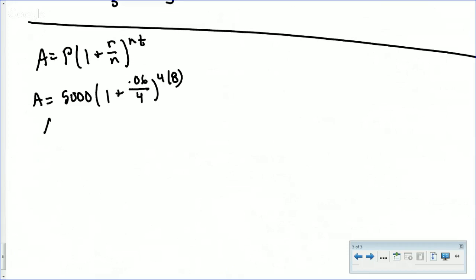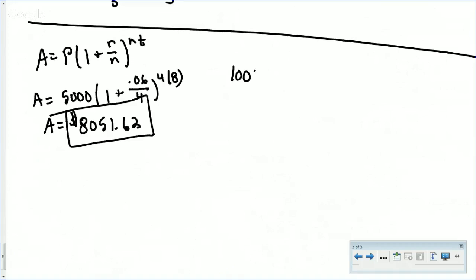So all we have to do is put this into the calculator to see what we get. So make sure you're careful when you type this in, using extra parentheses when you need to. And you will get out $8,051.62. Okay, and the next part of that says, how long until I have 10,000? So I'm trying to double my money here.